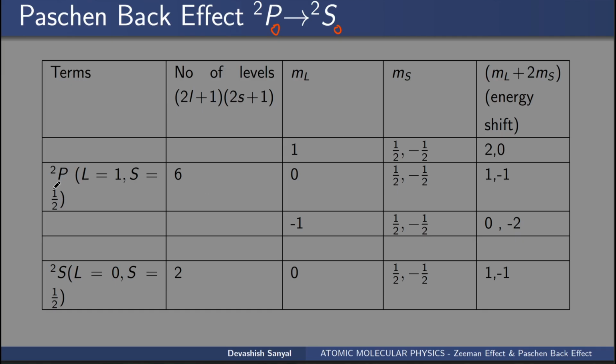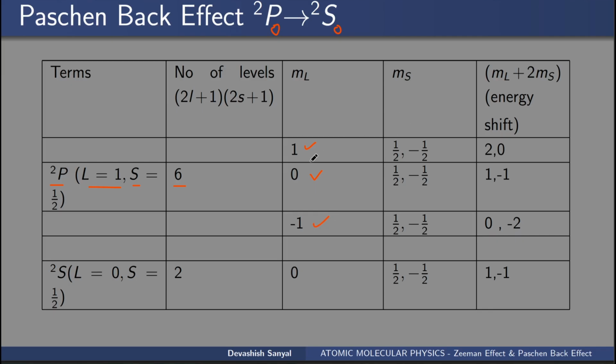So for a strong magnetic field, this is my 2p state. The 2p state has L equal to 1, the orbital quantum number is 1, and spin is half. So for L equal to 1, it will be split into 3 levels, and for spin half, it will be split into 2 levels. So we will have 6. You can see the values of ml: 1, 0, and minus 1.